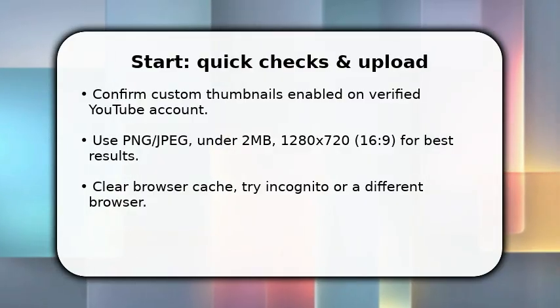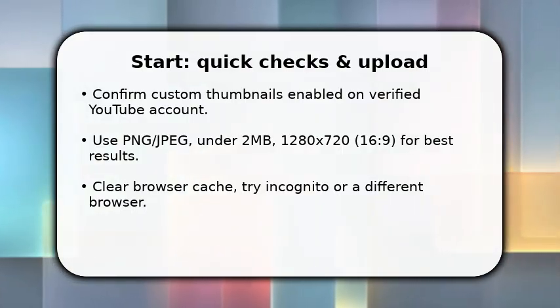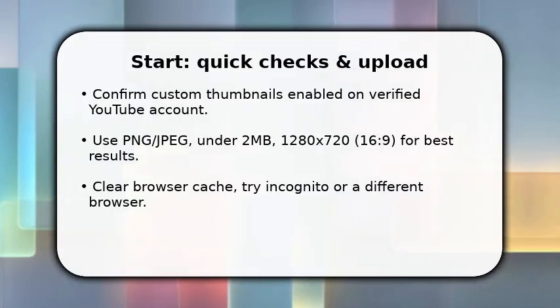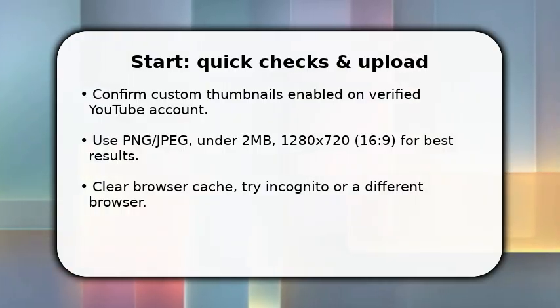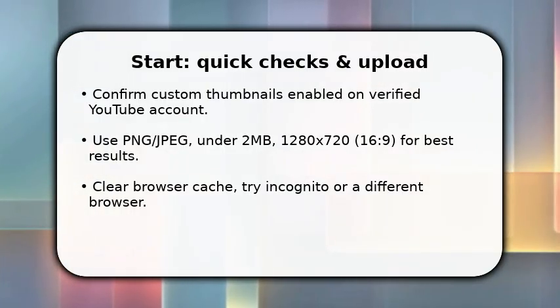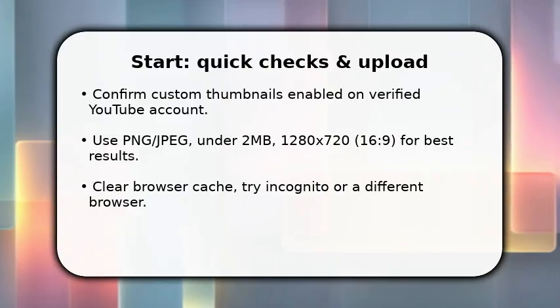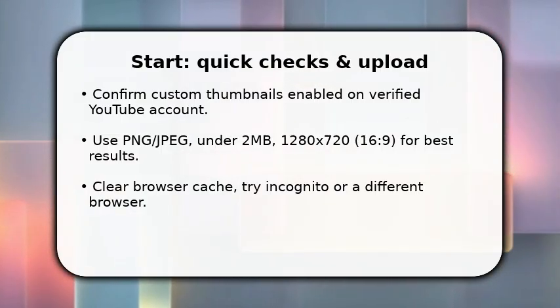You'll start by verifying the essentials so you don't waste time later. First, make sure your account is verified and custom thumbnails are allowed. This unlocks the feature. Next, upload a correctly sized PNG or JPEG under 2 MB at 1280 x 720. Once done, clear your browser cache and try an incognito window or alternative browser to rule out extension conflicts.